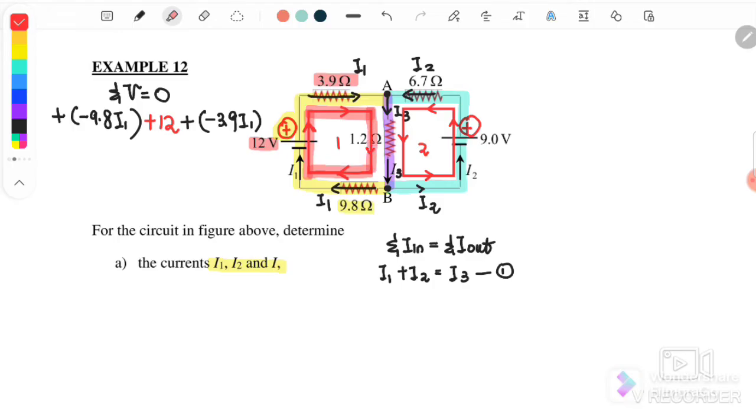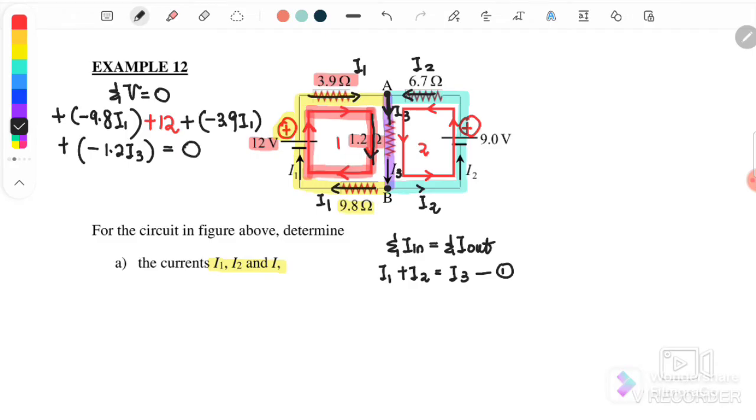After that we continue to move, and then we pass through the 1.2 ohm resistor. The direction of the current is still the same. The loop and the direction of the current I3 are the same, so it's positive, and negative 1.2 I3 because of energy dissipated. And we come back to point B, so the sum equals 0.